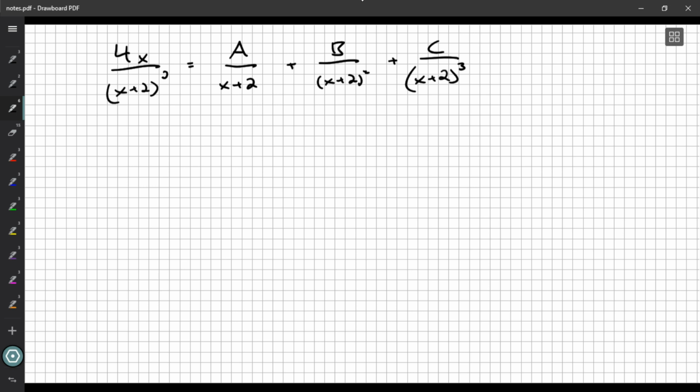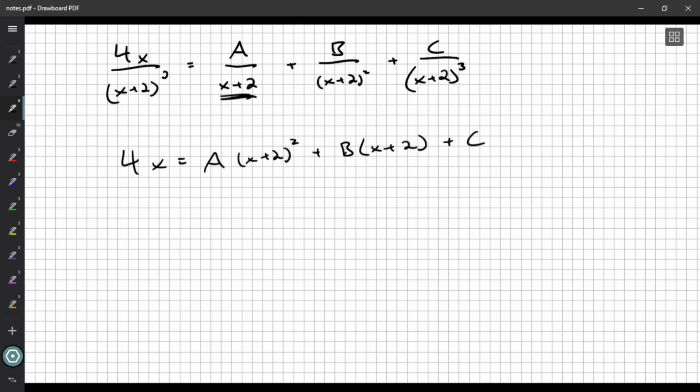Okay, multiply both sides by (x + 2) cubed. You got a 4x here. Now, (x + 2) cubed, 3 copies of x + 2 will cancel out with 1 copy of x + 2. You got 1 copy left over here. And (x + 2) cubed and (x + 2) cubed at the end with the C cancel each other out.